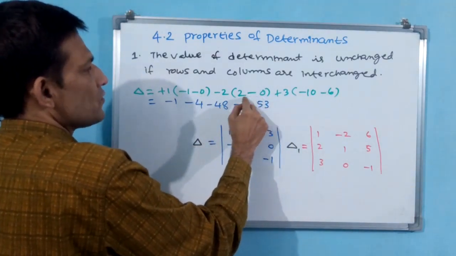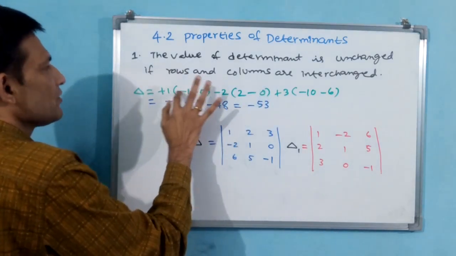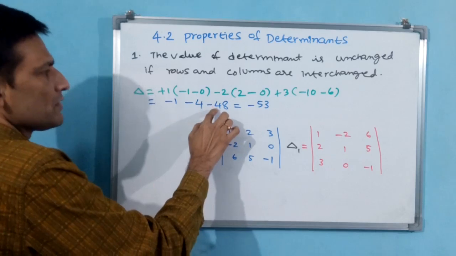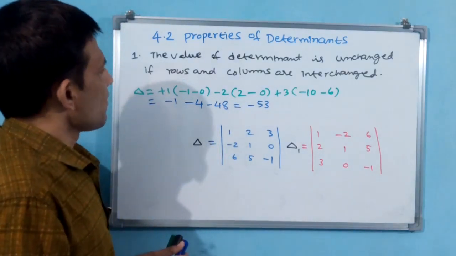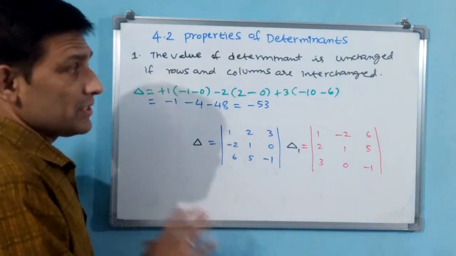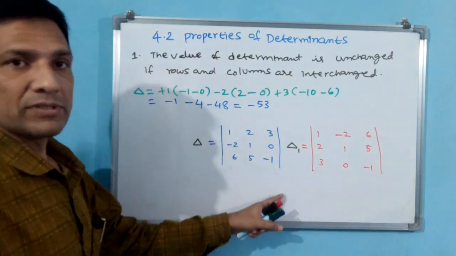2 minus 0, 2. 2 into 2, 4, correct. Minus 1 minus 0, minus 1 only. Minus 1, minus 5. Okay. All minus 48 plus 4, 52. 53 minus 50. See, this also should come minus 53. Then we can say that we have verified delta is equal to delta 1.